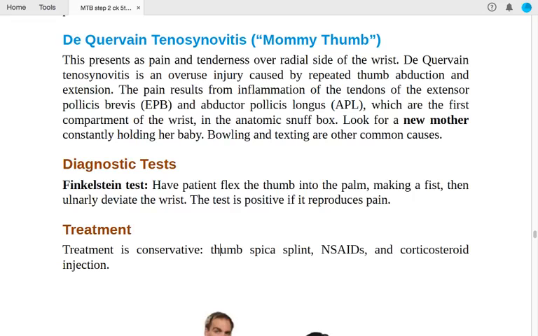So starting with De Quervain's tenosynovitis, this is also known as mommy thumb. This presents as pain and tenderness over the radial side of the wrist. Which side of the wrist? Radial side of the wrist, thumb side of the wrist.